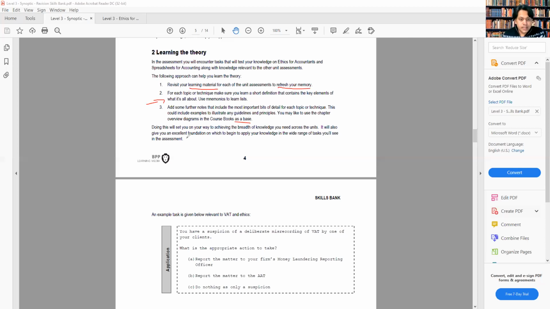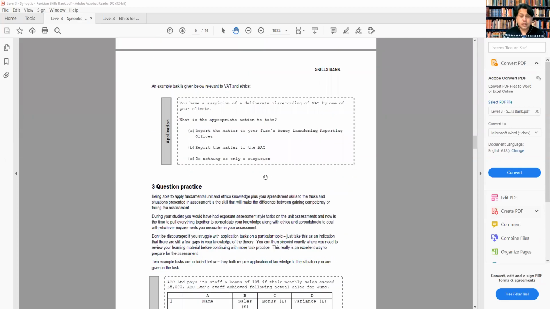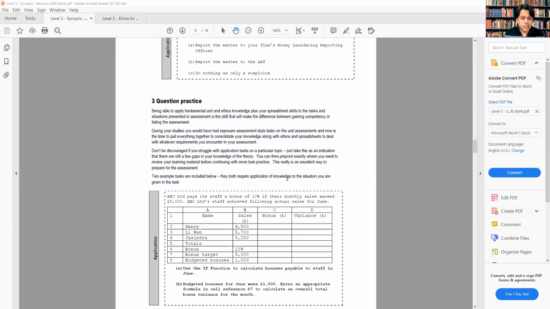Doing this will set you on your way as cheap. Obviously, that will increase your marks in the exam. That will help you to get a good score in the exam. We have some examples here for this technique, so you can have a look, because I have sent this one to all of you. If you read that, it will be more suitable for all of you.